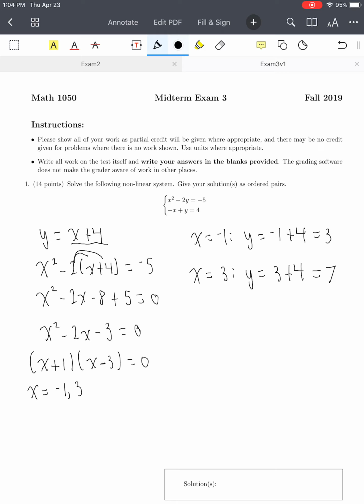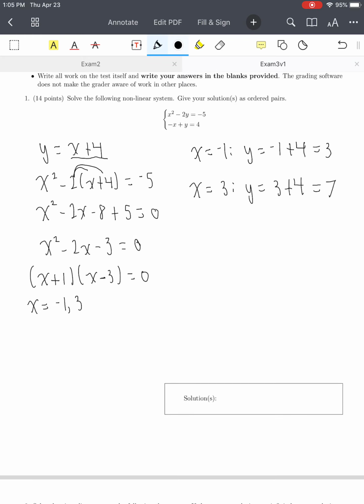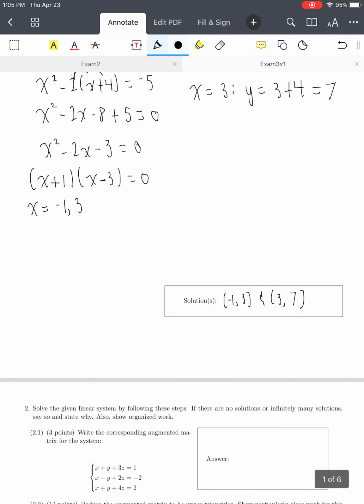Now a lot of people will be tempted to just write x equals negative 1, 3 and y equals 3, 7. Well, that's not quite accurate. We need to make sure that they're paired. Remember that x equaling negative 1 means y equals 3, and x equaling 3 means y equals 7. If we just put negative 1 and 3 and then 3 and 7, that gives us 4 possible solutions when we wanted these two specifically. So make sure you write these as ordered pairs.